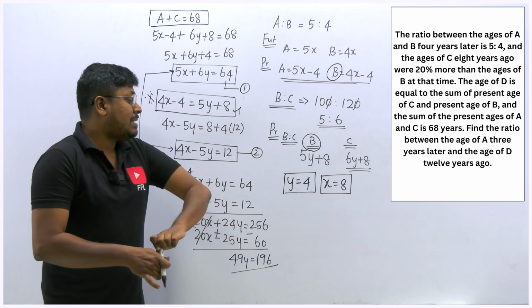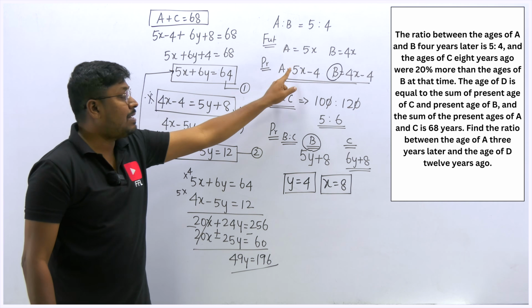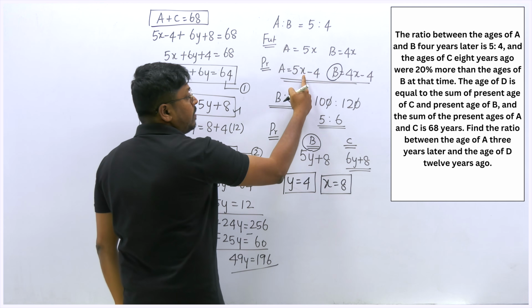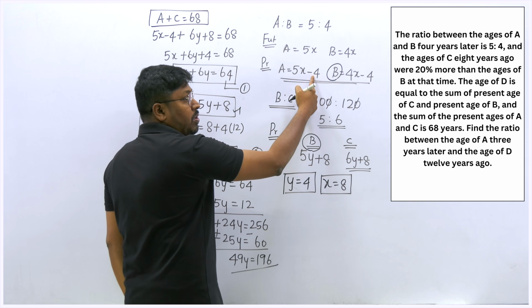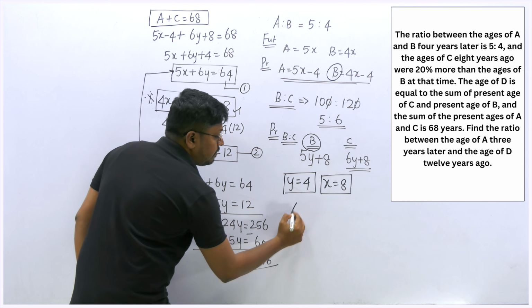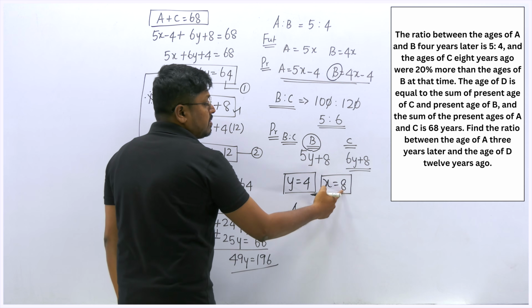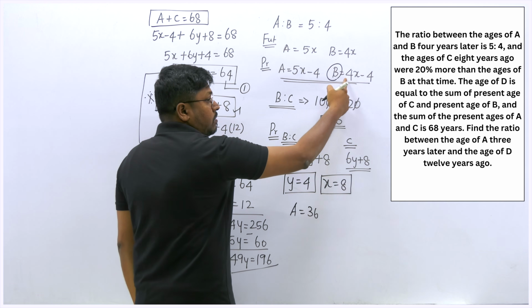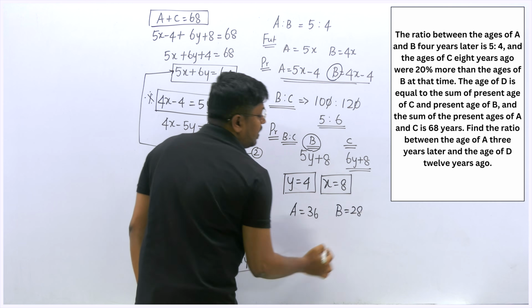Now according to the question, they are asking about the ratio of A and C. Substitute the value of x here, and we will get A's present age. A is equal to, when you substitute x is equal to 8, 8 fives are 40. So 40 minus 4 will be 36. That means A's present age will be 36. What about B? Substitute x is equal to 8. 8 fours are 32. 32 minus 4 will be 28. So B's present age will be 28.